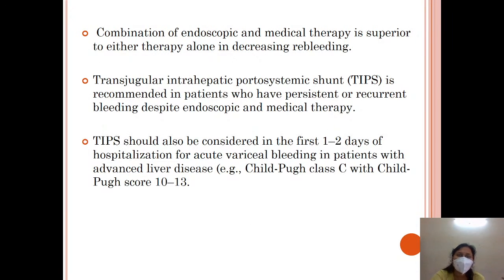The combination of endoscopic and medical therapy is superior to either therapy alone, along with decreasing rebleeding. And transjugular intrahepatic portosystemic shunt is recommended in patients who have persistent or recurrent bleeding despite endoscopic and medical therapy. So if the patient's treatment fails on endoscopic and medical therapy, we can go for TIPS. TIPS should also be considered in the first 1 to 2 days of hospitalization for acute variceal bleeding in patients with advanced liver disease, for example Child-Pugh class C with a score of 10 to 13.